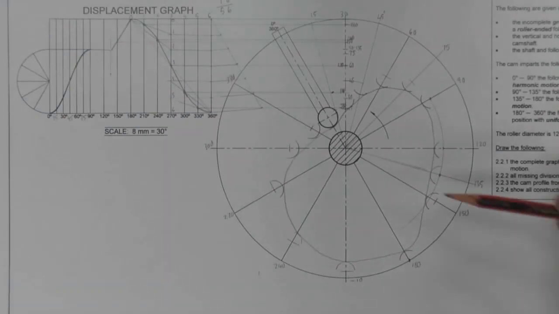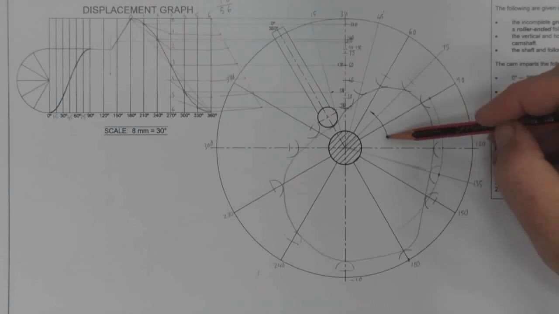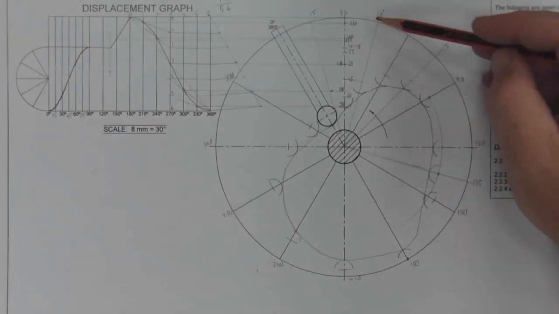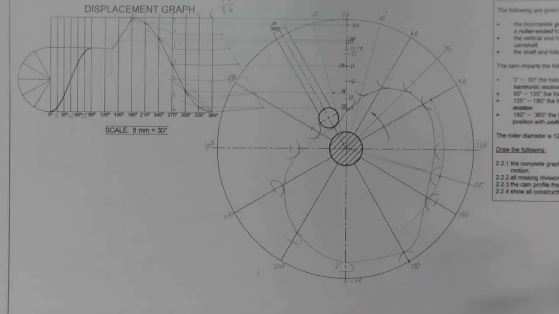Okay, the direction and the divisions. Well, the direction was already given, so we just needed to make sure that we labeled it correctly, going in the opposite direction. And there we have the completed drawing of the cam profile, IEB paper 2, 2021.